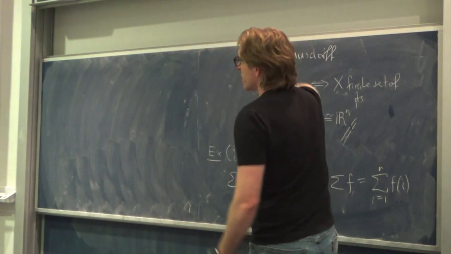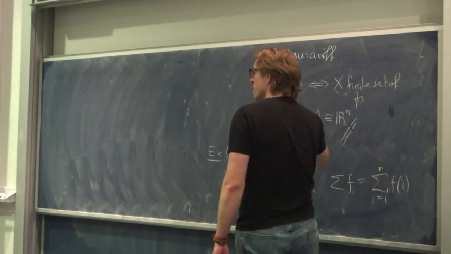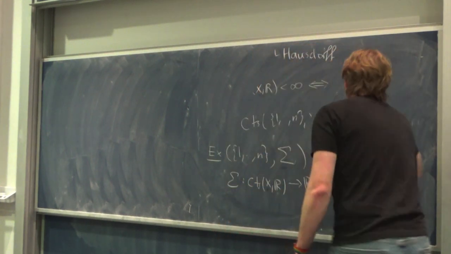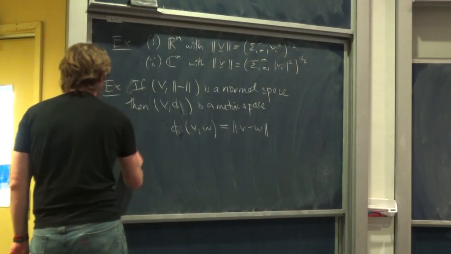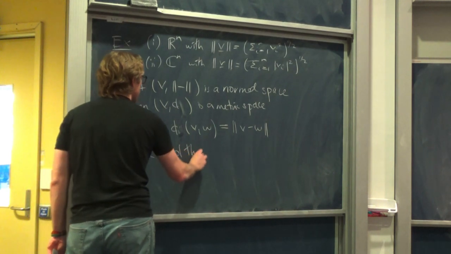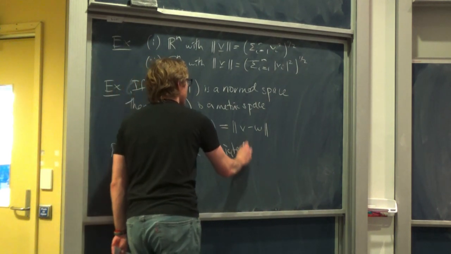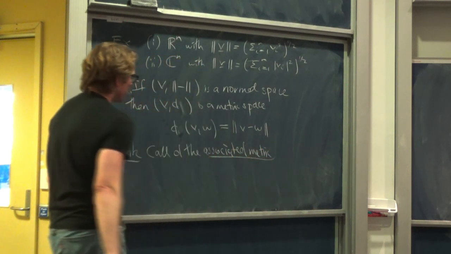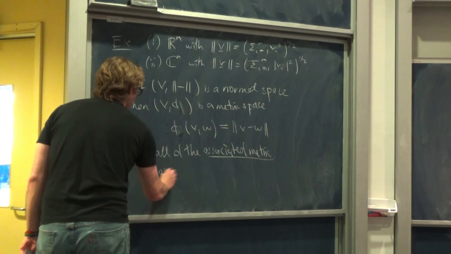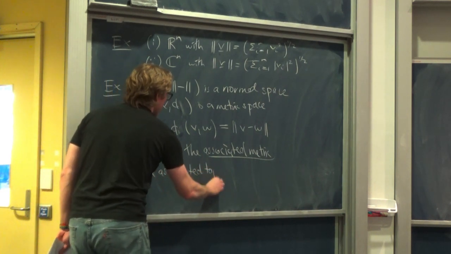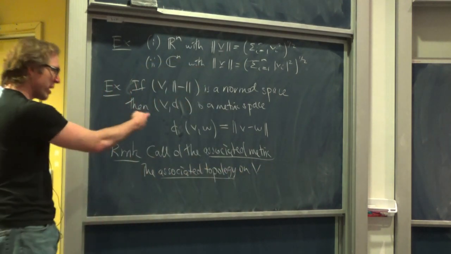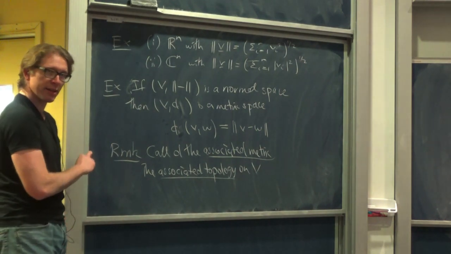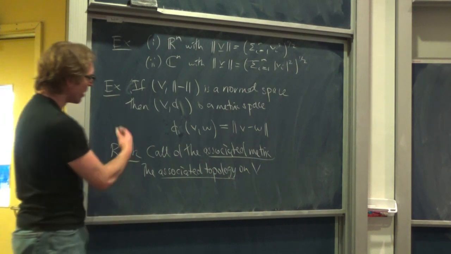Tell you right now, a Banach space is a normed space which is complete in the associated metric. Well, maybe it's worth remarking. So we call D the associated metric. If I give you a normed space, I can take the metric associated to it, and then I can take the topology associated to that metric, and that's what I call the associated topology on V.